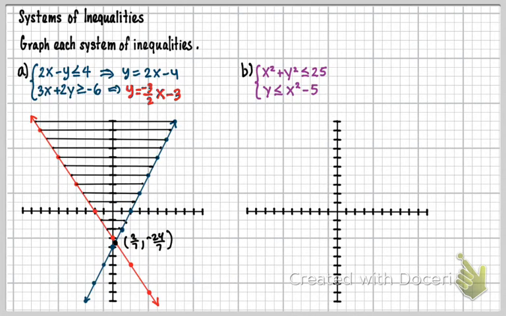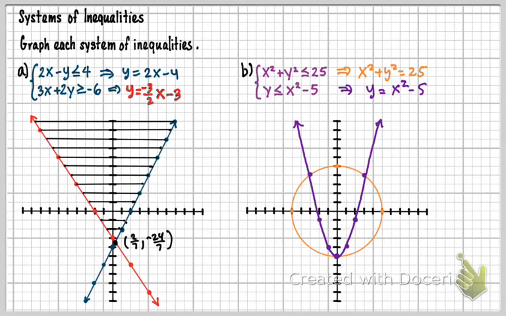So now for the next one here, number B, we're going to look at x squared plus y squared is less than or equal to 25. And these are both also going to be solid lines because they're both equal to as well. So this x squared plus y squared equals 25 is really a circle of radius 5, centered at 0, 0. So there it is. And for the other one, this is really y equals x squared minus 5, which is a parabola that's shifted down 5. So we get this for the purple graph.